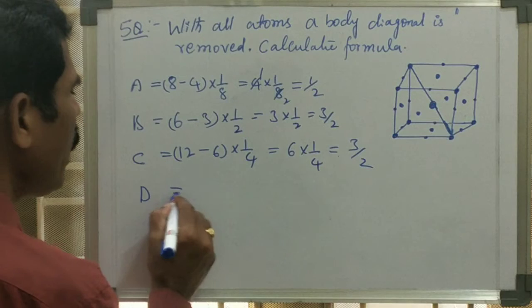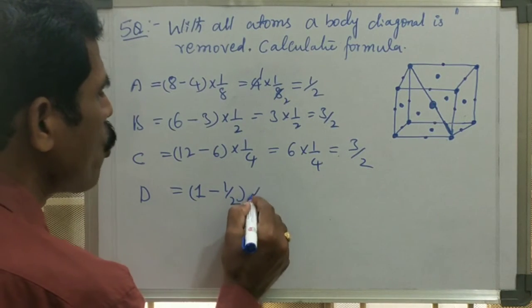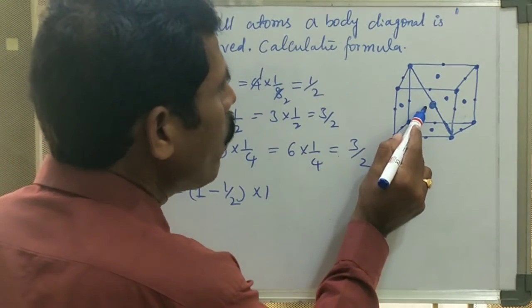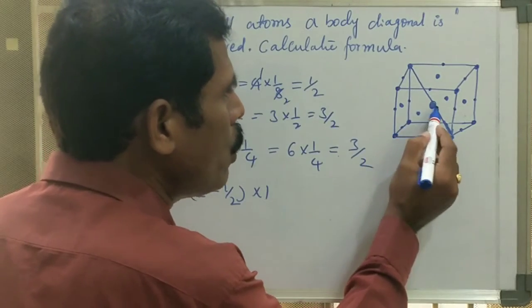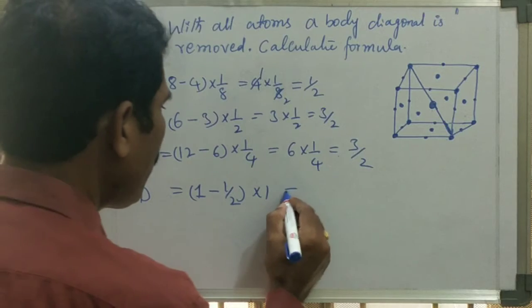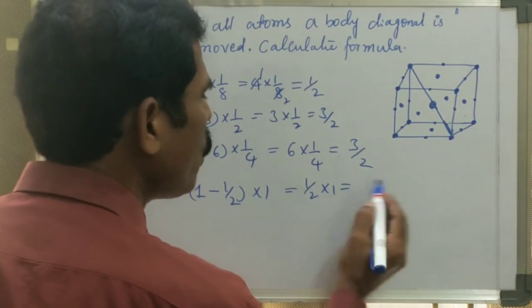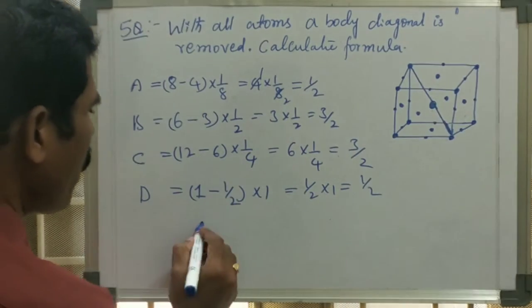Then go for D. This is 8 minus half and its contribution is 1, because this body diagonal is passing through a body center. So it is making half, 2 halves. So here what we have to get is half into 1. So totally that is the half. Now we'll calculate the formula.